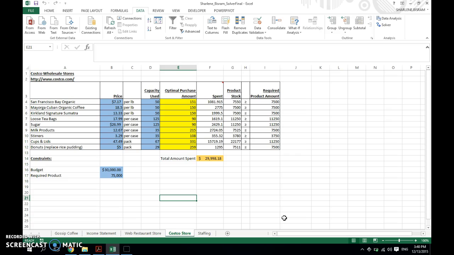While speaking to the manager, she mentioned that customers prefer exotic types of beans such as Guatemala and Honduras. If I were the owner of Gossip Coffee Shop, I would go with the Web Restaurant Store. Solver did help us make an informed decision.